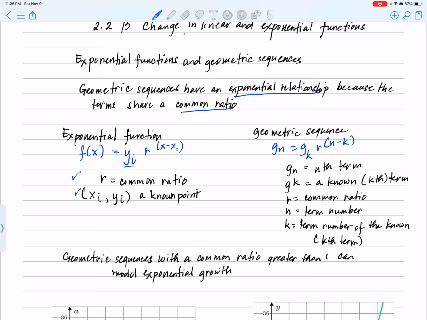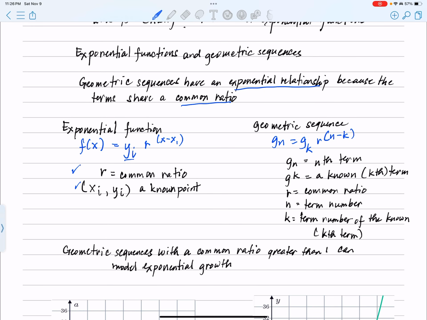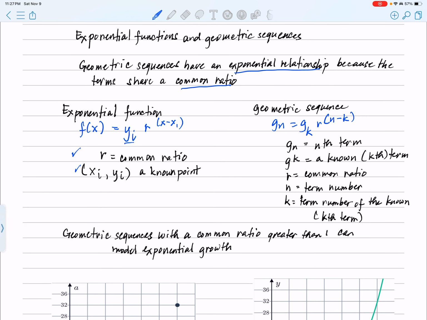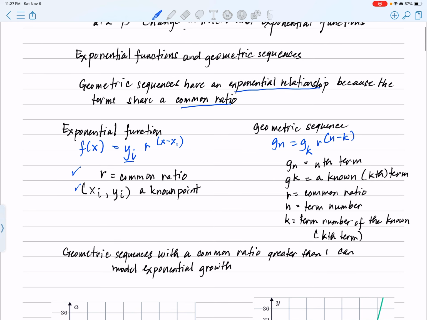Well, in the geometric sequence, you have the formula g of n equals g of k times r to the power of n minus k, where g of n is the nth term, g of k is a known kth term, r is the common ratio, n is the term number, and k is the term number of the known kth term. So what is the similarity between the geometric and the exponential function?